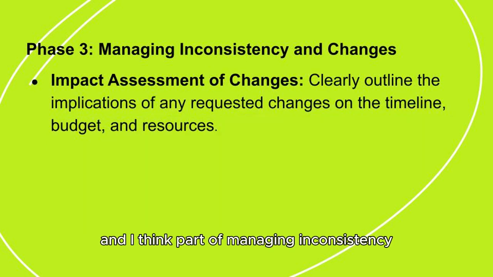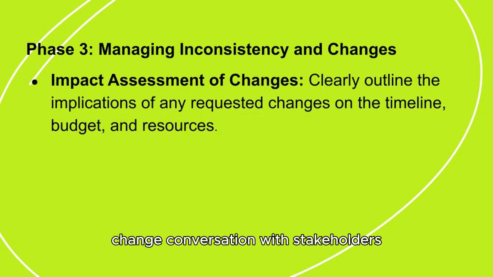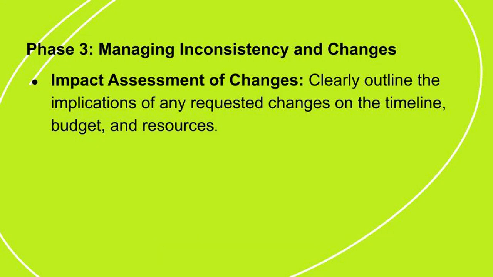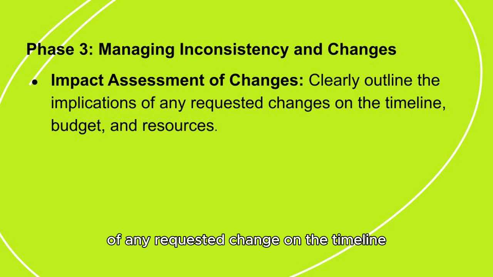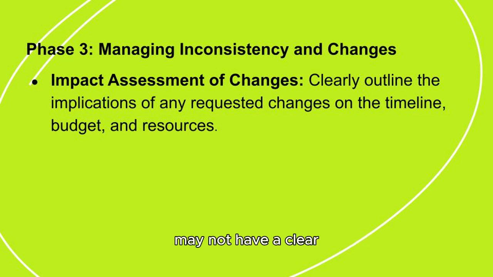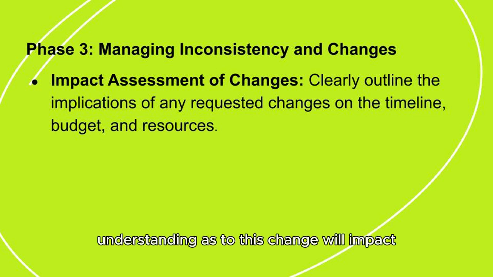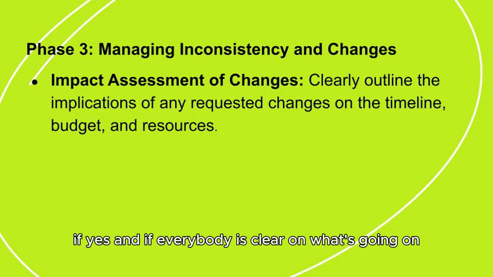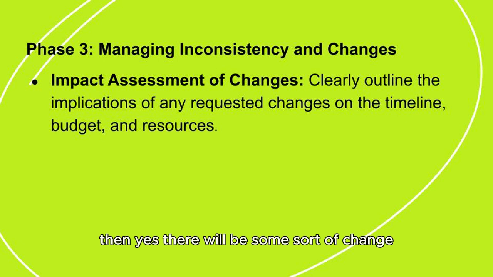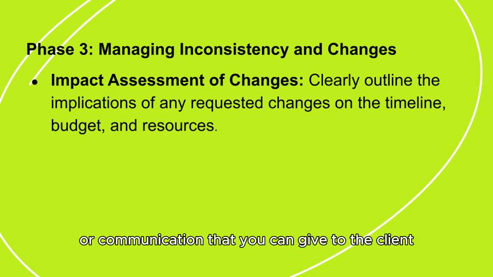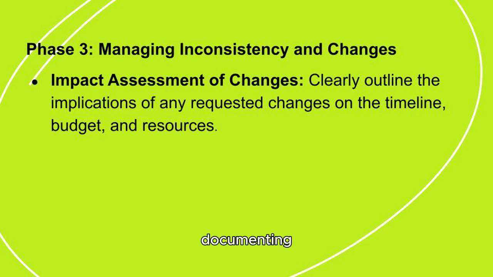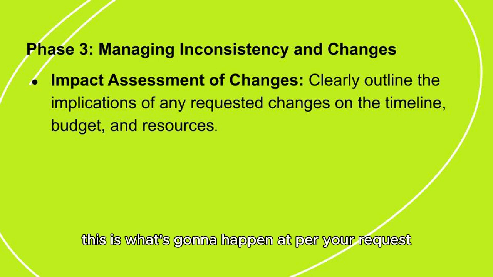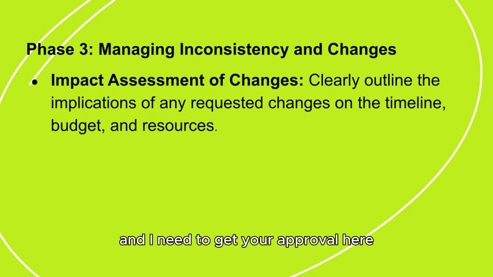And I think part of managing inconsistency and change conversations with stakeholders is also to say one thing that's very clear. We have to outline the implications of any requested change on the timeline, budget, and resources. Now, sometimes the person requesting the change may not have a clear understanding that this change will impact a lot of people working on this project. Do we have the allowances for these components that will be impacted? If yes, and if everybody is clear on what's going on, then yes, there will be some sort of formal change request document or email or communication that you can give to the client documenting this is what's going to happen per your request. These are the estimated impacts and I need to get your approval here.